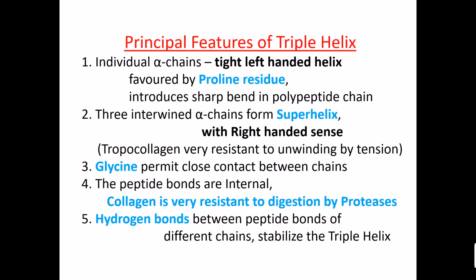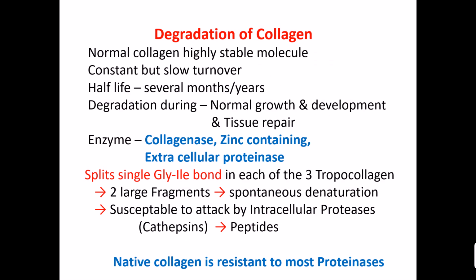Now come to point number 3, that is glycine, which permits close contact, being the smallest amino acid residue, and which is placed at the center when all three chains come together. Number 4 is the peptide bonds, which are internal because the side chains are on the outer side, and that is why collagen is very resistant to digestion by proteases. And number 5, the hydrogen bonds between the peptide bonds of different chains again stabilize the triple helix and give them strength. Now come to the degradation of collagen.